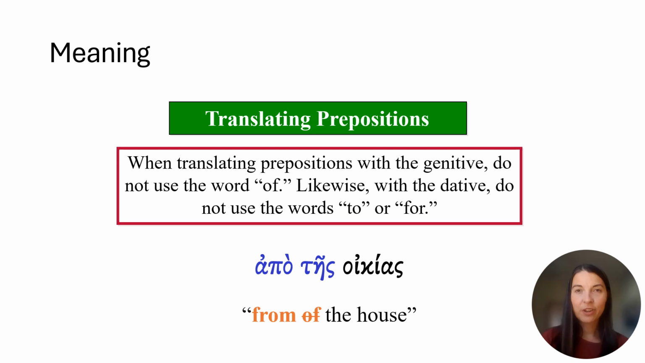And just when you started getting used to always adding of to the genitive when you see it in your translations, if the word has a preposition, you no longer need that of to help you understand the sense of the word. So when translating prepositions with the genitive, don't put in the word of. Likewise, don't do the same with to or for. So apo tes oikias would be from the house, not from of the house.